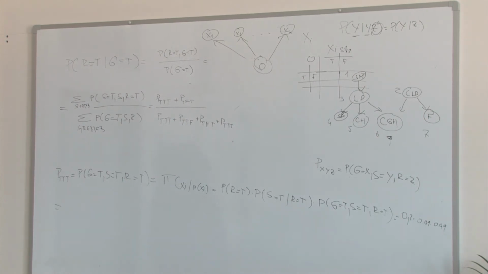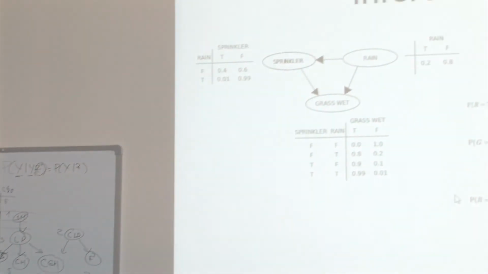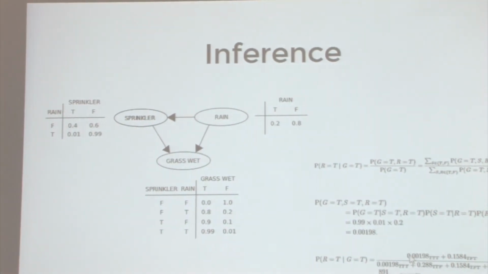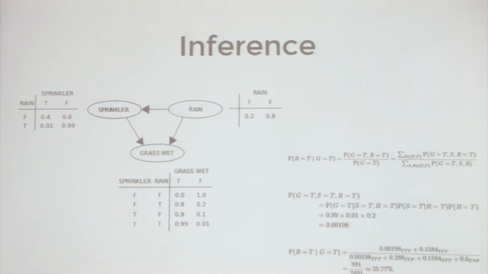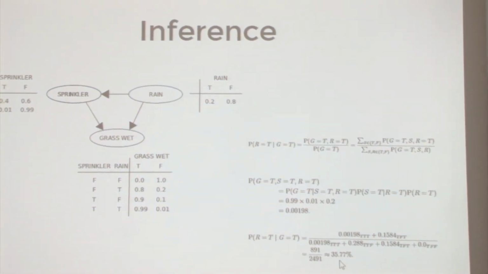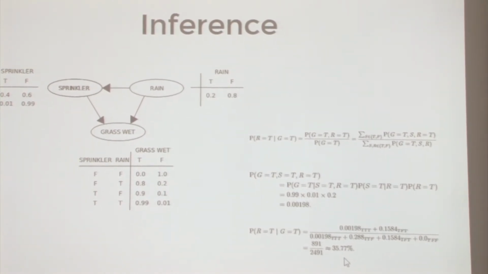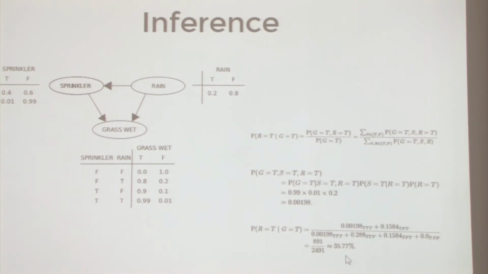Now, if in this way you can complete all the other remaining parts of the equation, you'll get the probability that it has rained, given that you see that the grass is wet, at about 35%. And this is an example of how inference is done in Bayesian networks.